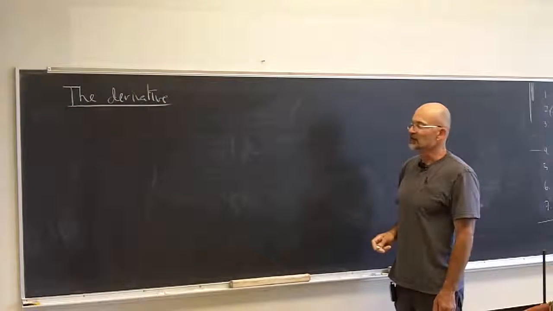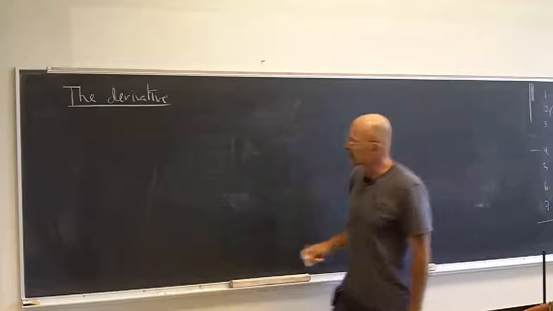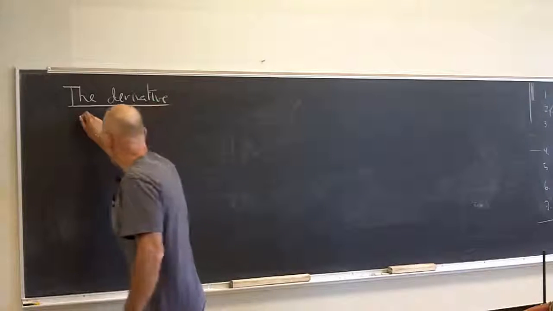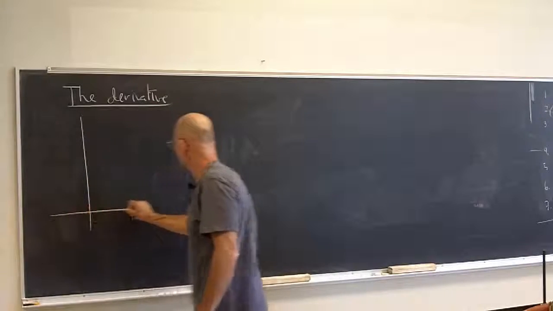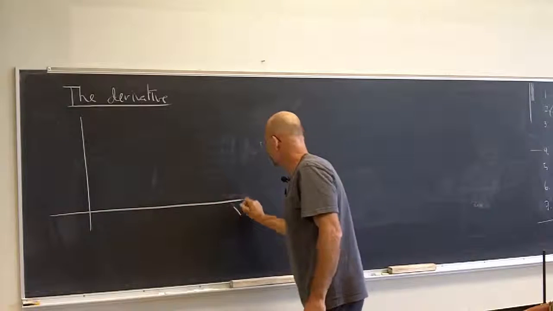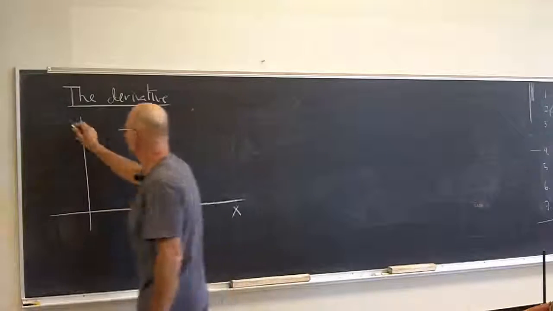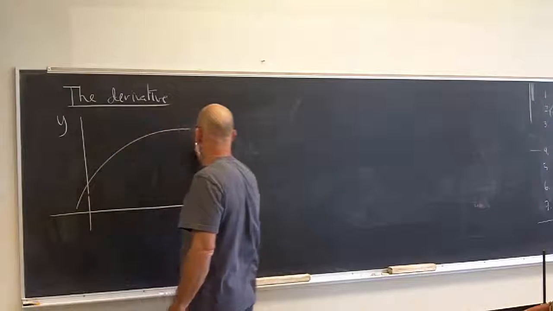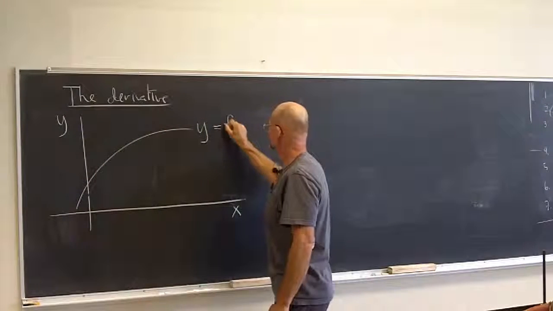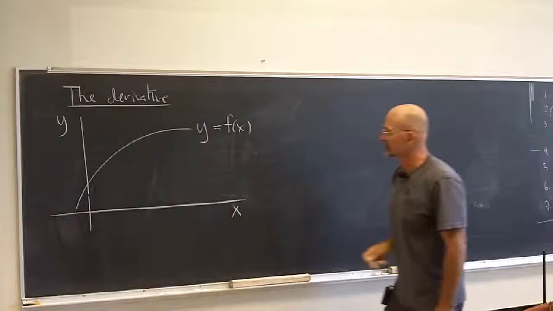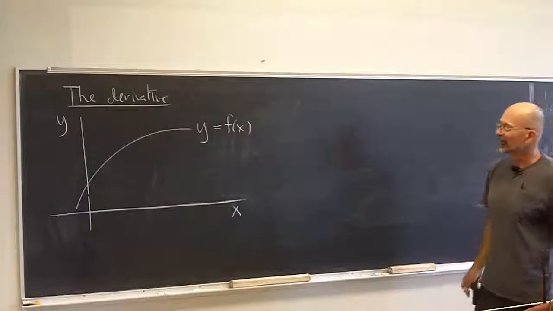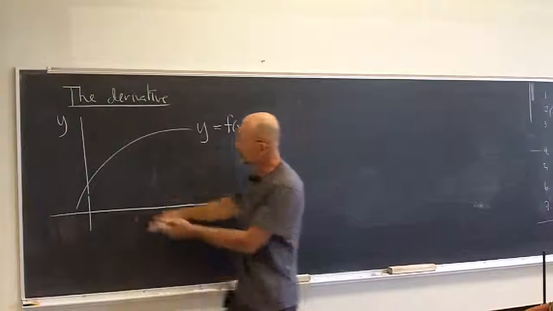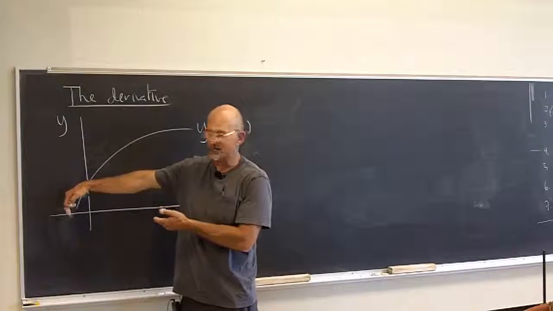And it's an operation on a function. So I'm going to draw a nice generic function here. So I have a graph. There's my independent variable, x, and here's my graph, y equals f of x. Okay. So what is this a graph of? It's a graph of something that increases with x.